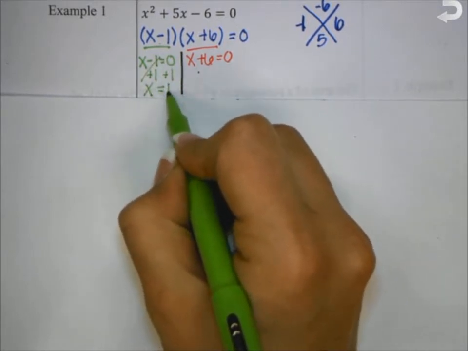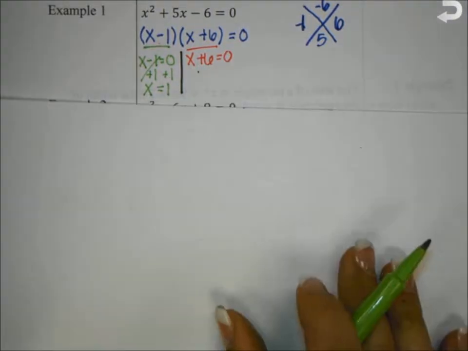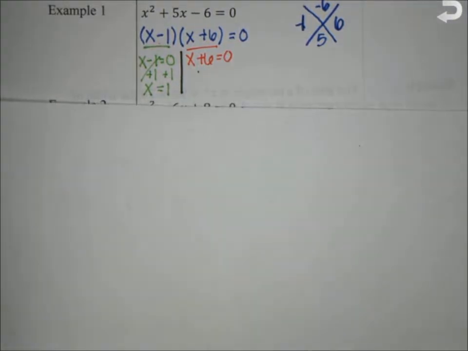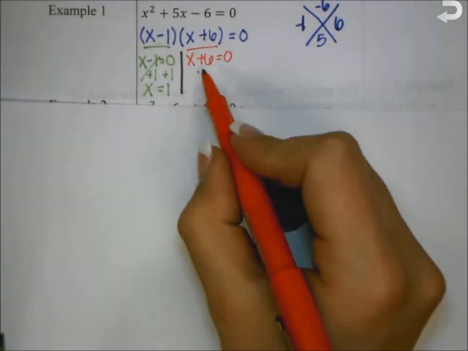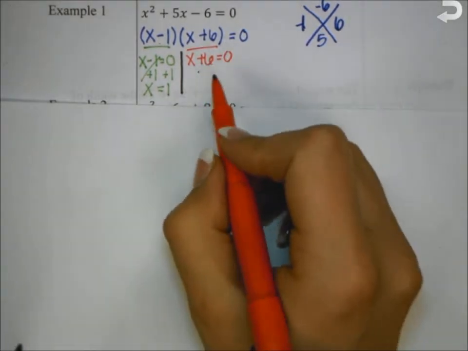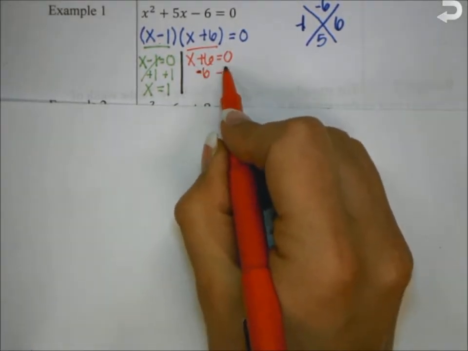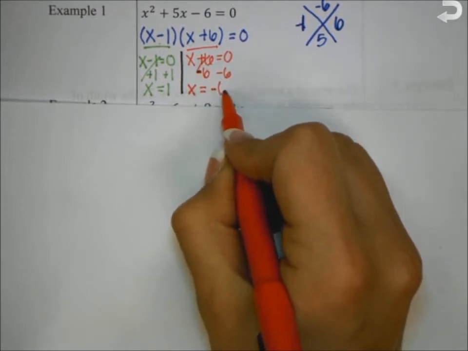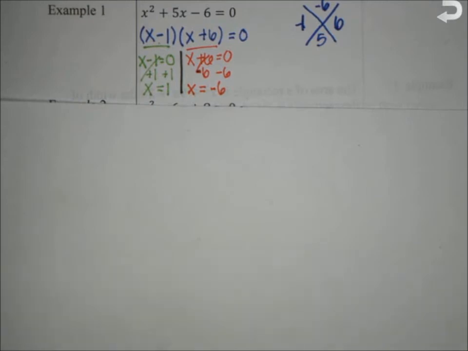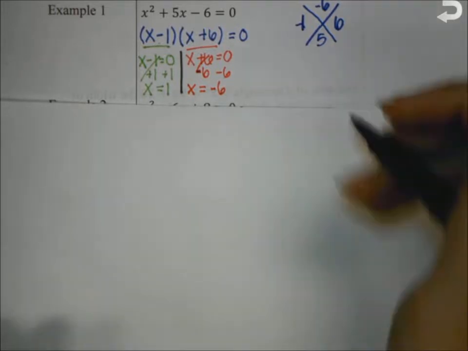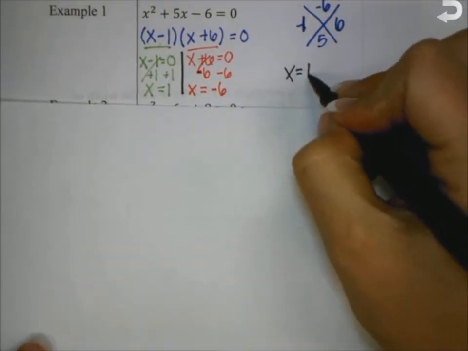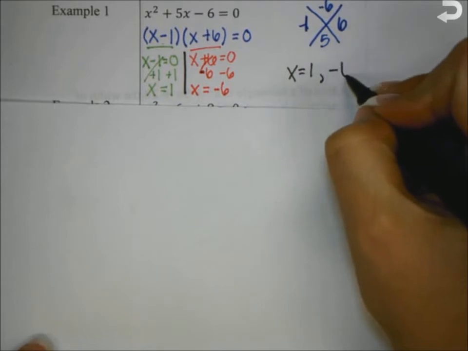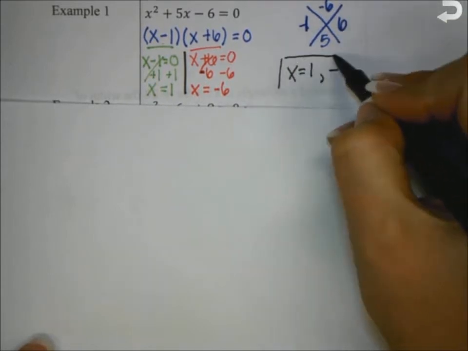Now look at the red side. What do I do there? Subtract 6 from both sides. So x equals negative 6. So we actually have two answer possibilities for this one for x. X could equal 1 or negative 6. So we just list the different possibilities for x. And that's the answer? And this is my answer.